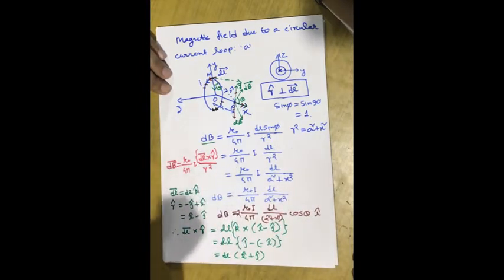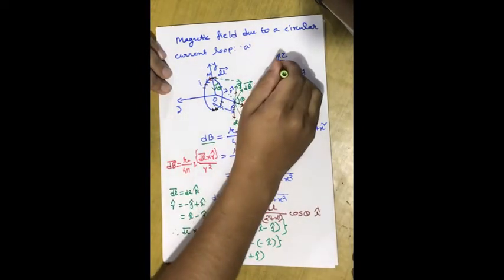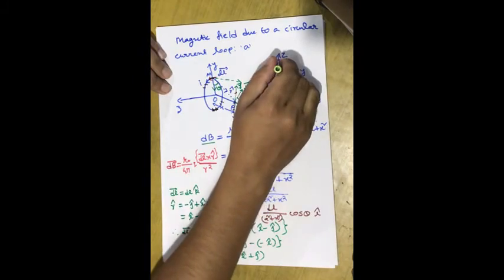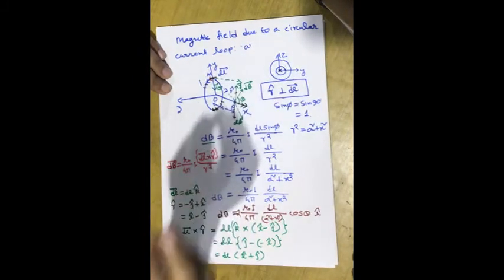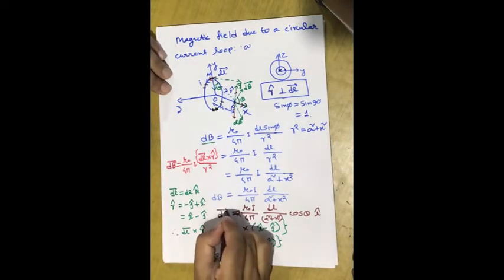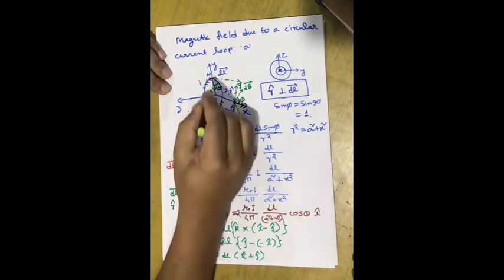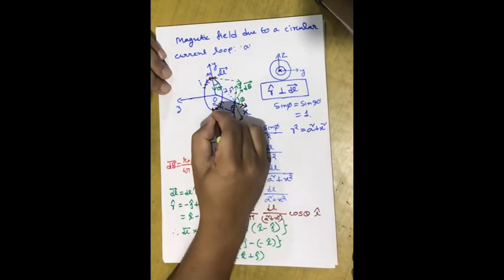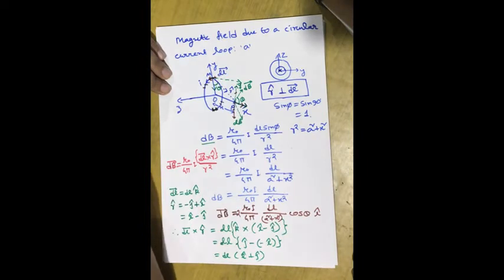The x-axis is here. What direction? It is perpendicular to the plane containing the loop and passing through the center. So the x-axis is nothing but the axis of the circular current loop. This is our final value of the magnetic field due to these two diametrically opposite current elements.